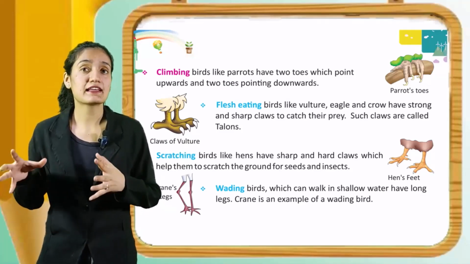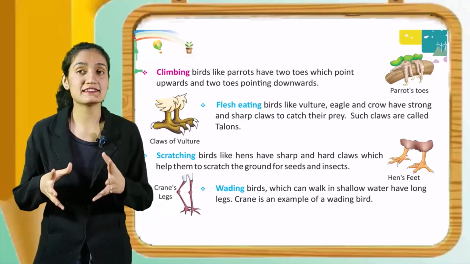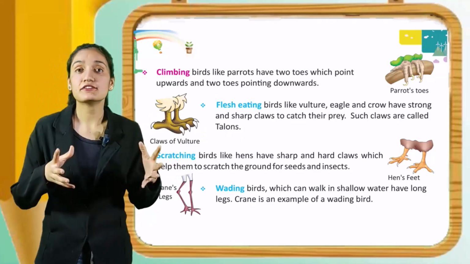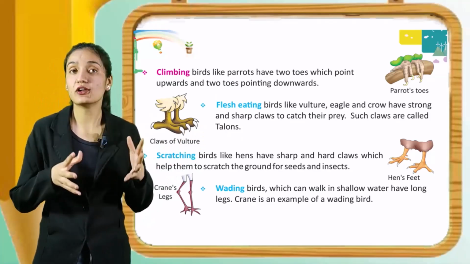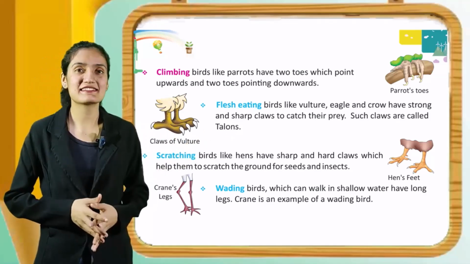Scratching birds like hens have sharp and hard claws which help them to scratch the ground for seeds and insects. You can see hen's feet. Wading birds, which can walk in shallow water, have long legs. Crane is an example of a wading bird. You can see crane's legs.